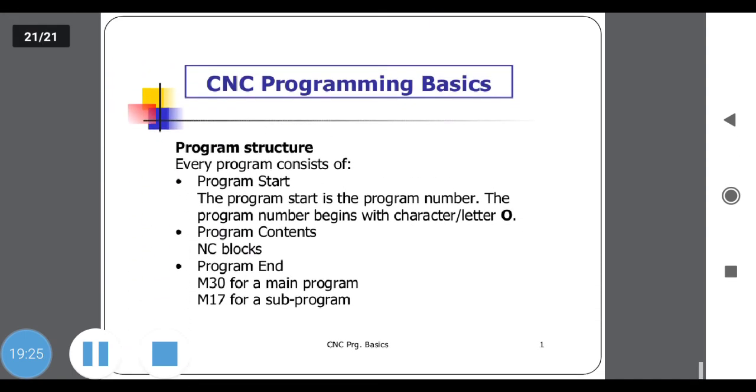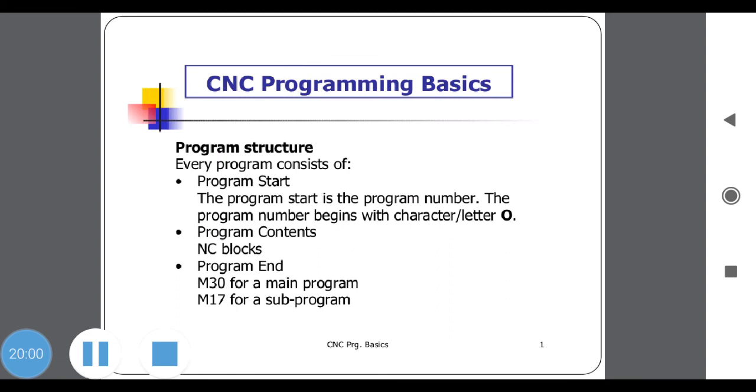Here are the basics of the part programming structure, theoretically. First one, program start. That is the program number. The program number begins with the character letter 0 or O. Next, program contents, that is the main content of the program. Next one, NC blocks, that is the NC coordinate blocks. Last one is the end of the program. For that we are using the code M30. M30 is the program code we are using to end the program.